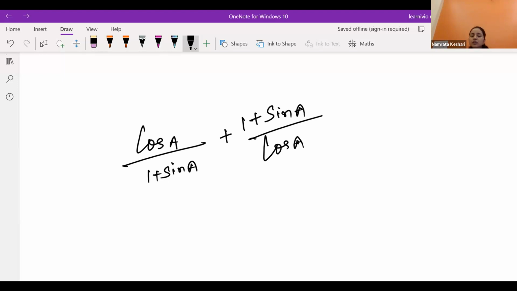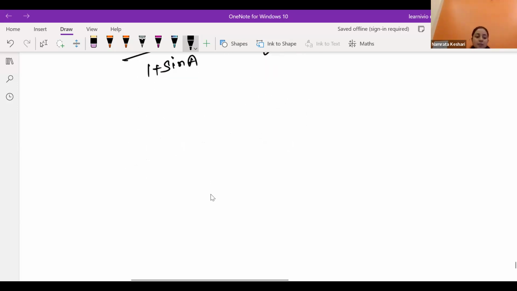Directly you will not get it, of course. A few simplifications will be there. Maybe you need to use the identity in between, but you will be able to do it by yourself. You just have to try doing the addition by taking the LCM of the denominator. Next one we'll be doing together.